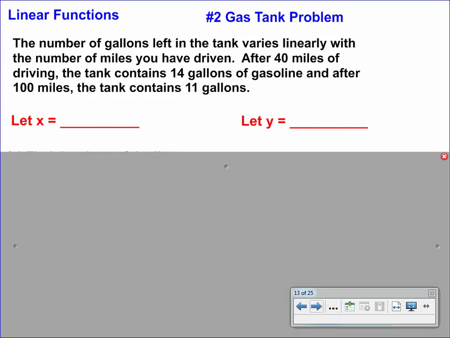Great, so let's go ahead and define our variables. The number of gallons left in my tank varies linearly with the number of miles you have driven. A good way to determine my independent and dependent variable, if I'm stuck, is to find my verb. Whatever quantity comes before the verb is typically my Y quantity. It depends on my independent variable quantity, which comes after my verb. So the number of gallons left in my tank, I'll let that be my Y, dependent variable. That'll depend on how many miles I've driven. So let Y equal the number of gallons in the tank. Then let X equal the number of miles driven.